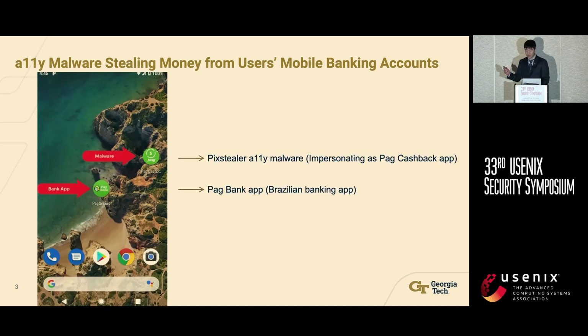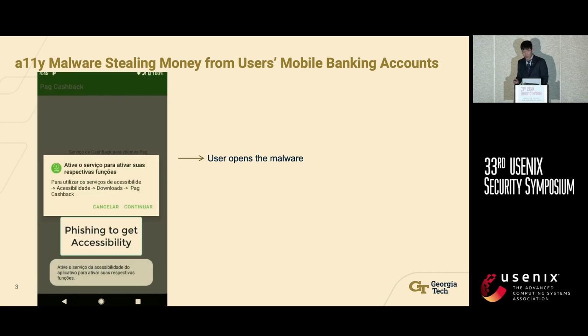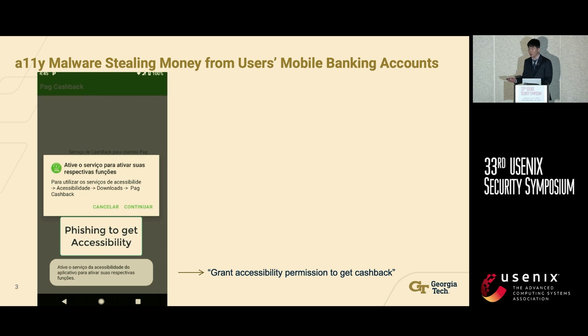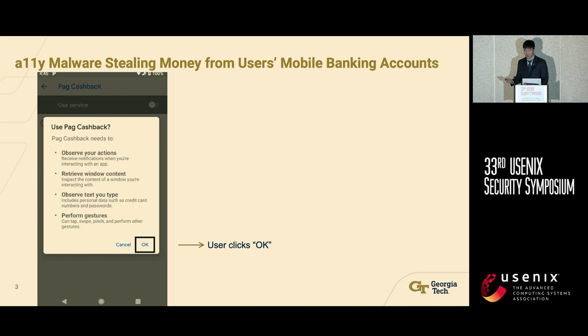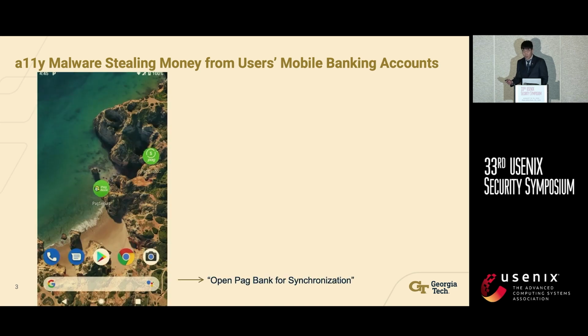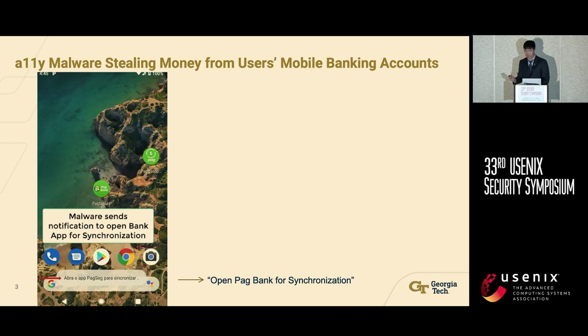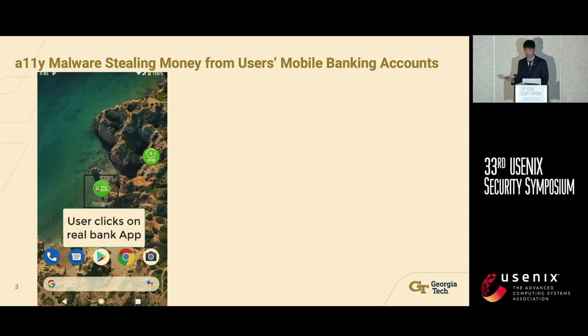As you can see, on the top of the screen is the Pig Stealer Ally malware impersonating a cashback app of a Brazilian banking app called PagBank. In the middle of the screen is the legitimate banking app. When the user opens the malware, it shows a phishing screen saying grant accessibility permission to get cashback. When the user clicks continue and then clicks OK to grant that permission, the malware will send a notification saying open PagBank for synchronization. And the user happily does that by clicking the real banking application.